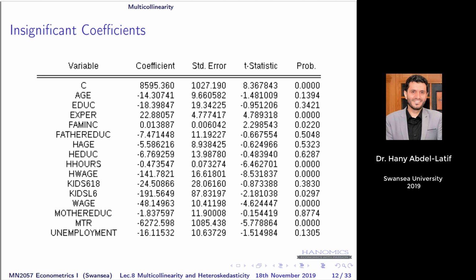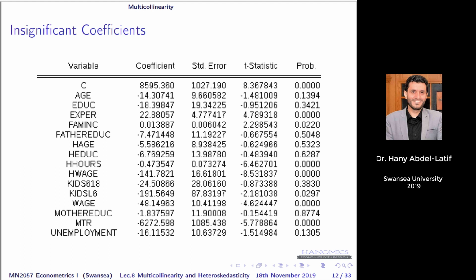So most of these coefficients, unemployment rate for example, again, it's not significant. Many of these coefficients we would expect to be significant, but they are not. And again, why? Because some of these variables are actually correlated. And that is the main issue here.